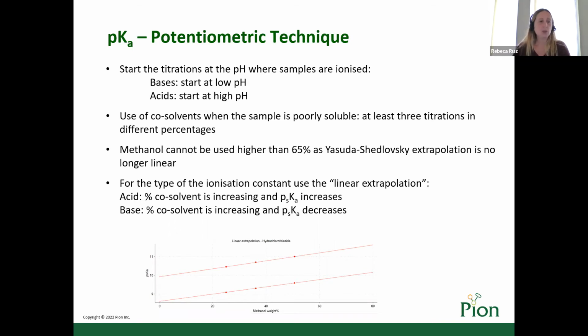And if you would like to know the type of ionization of your pKa, that means if the pKa is a base or an acid, use the linear extrapolation instead, Yasuda. So, for example, here in this graph, the rule is if we are increasing the percentage of co-solvent and the pKa increases, we have an acid. If we increase the percentage but the pKa decreases, we have a base. However, please take into account that this rule is not 100% effective because we always have different interactions that occur in solution between the solvents and the solid.